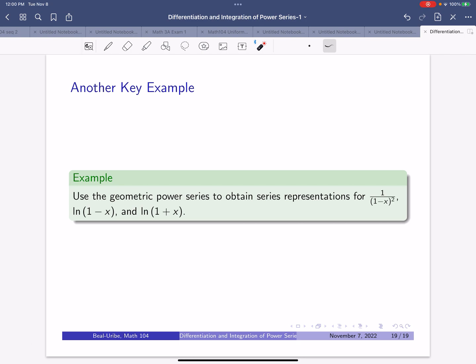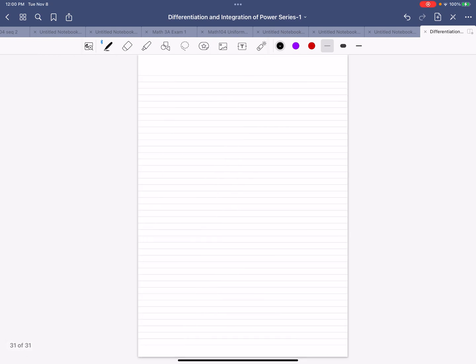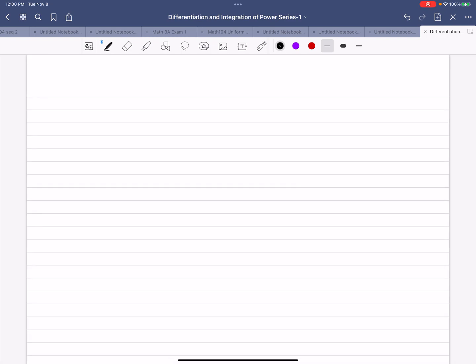So we'll conclude the video just by going through another key example. We're basically going to manipulate the geometric series by integrating and differentiating to get different power series representations for other functions. So when I look at 1 over 1 minus x squared, the thing to note is that 1 over (1 minus x) quantity squared is the derivative.